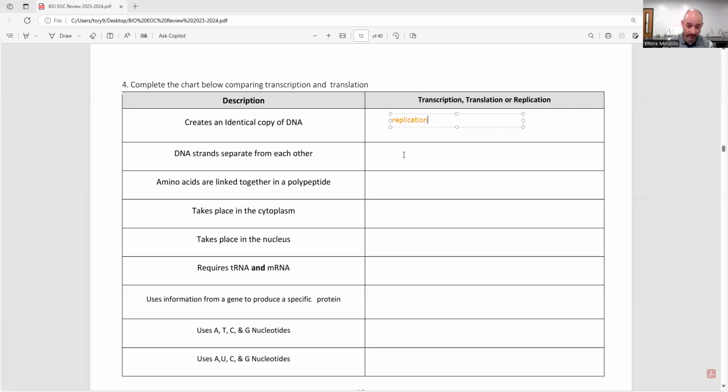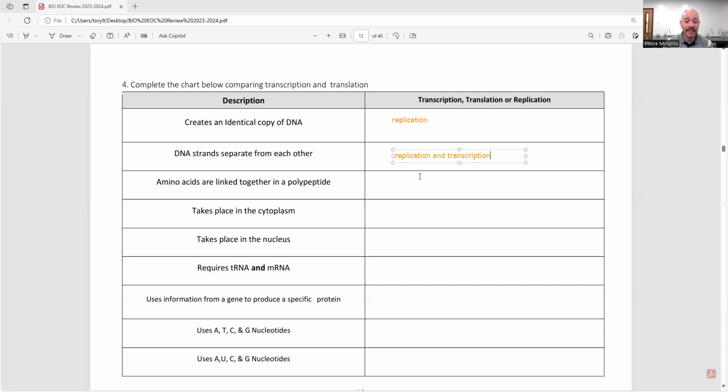DNA strands separate from each other. This is happening in replication when we have to open things up to be able to get at the code inside and build our new halves. It's also happening in transcription because we have to open up the DNA so that we can get at the code to make our mRNA copy. At the end of transcription, we pull out our mRNA copy and just close the DNA again, but we still had to open up the DNA to get at that code. The DNA is not involved directly in translation at all, so that one does not make our list for this second box.